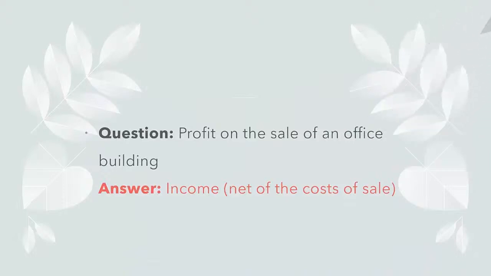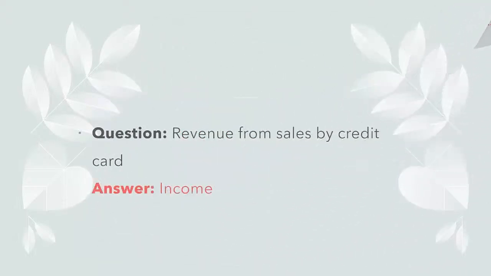E. Profit on the sale of an office building. Income. Explanation: why? When the business sells an office building for more than its current book value, the excess amount, the profit, is treated as income. This profit is recorded in the profit or loss statement as it contributes to the business's overall revenue for that year. F. Revenue from sales by credit card. Why? Revenue earned from selling goods or services, whether paid in cash or via credit card, is classified as income. This is money earned by the business during the current accounting period, and it directly contributes to the profit calculation.